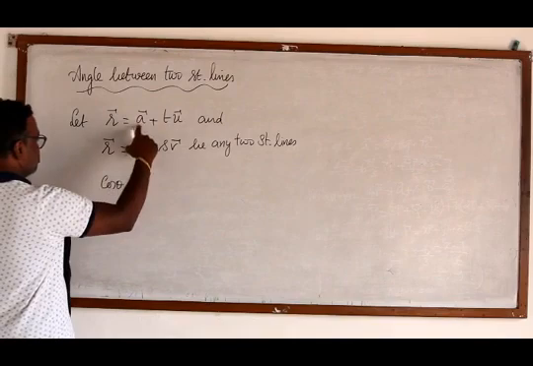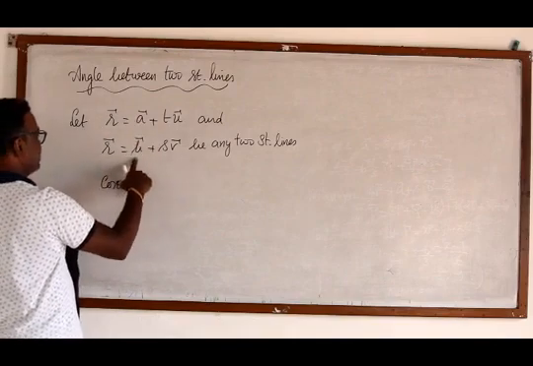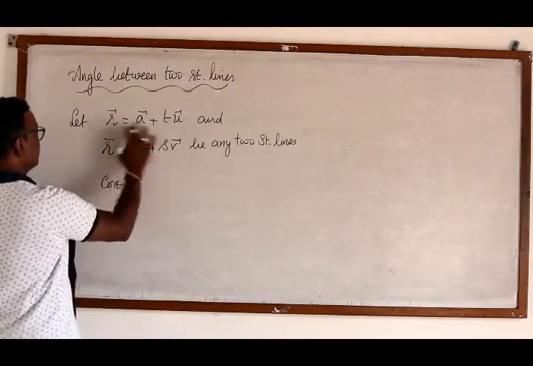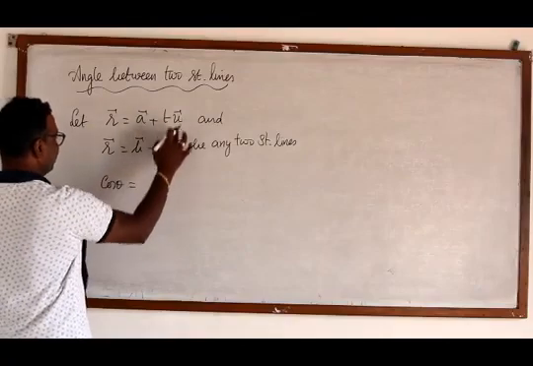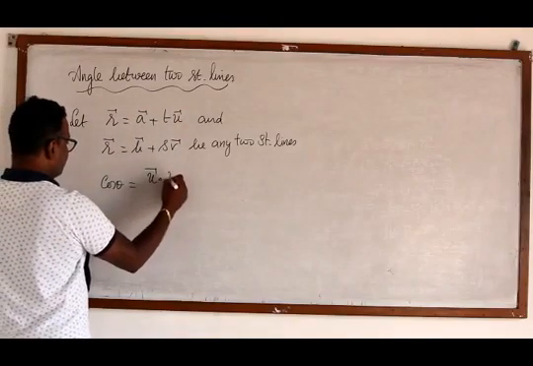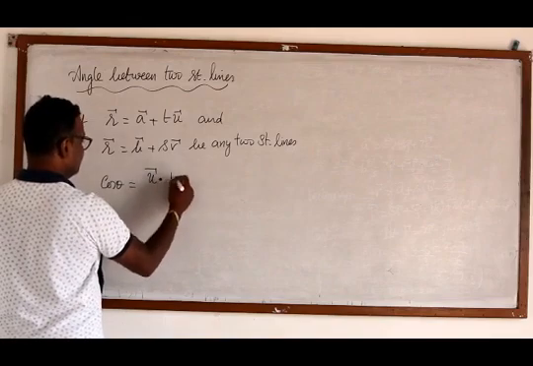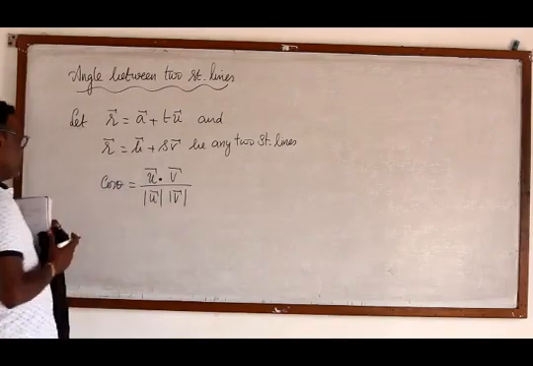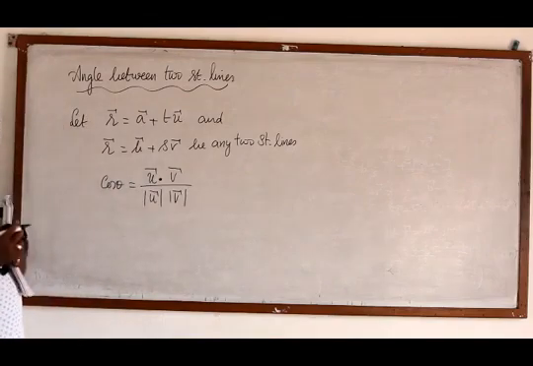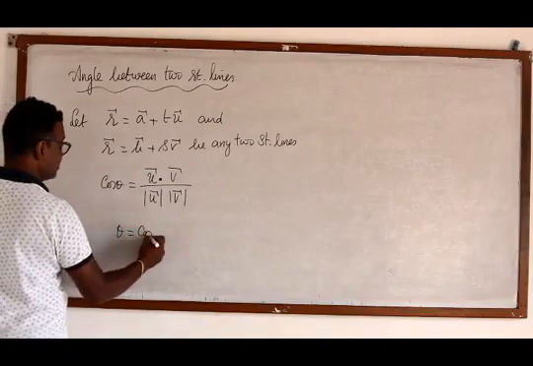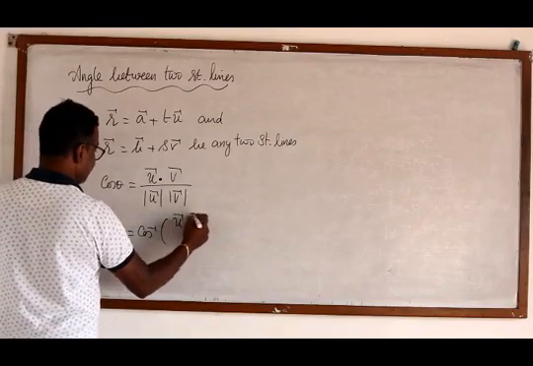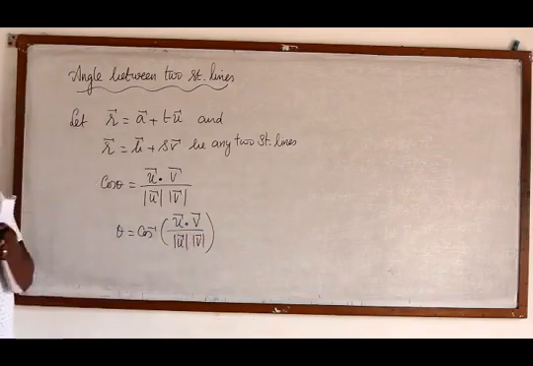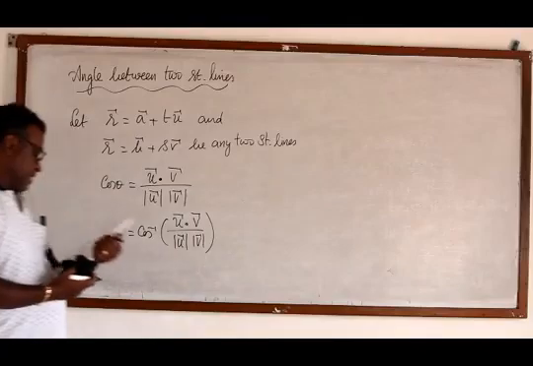Here, a and b are points on the lines, whereas u and v are vectors parallel to those lines. So u is the vector parallel to this line and v is the vector parallel to that line. Take these vectors and find the dot product between them, u dot v by modulus of u into modulus of v. So theta equal to cos inverse of u vector dot v vector by modulus of u into modulus of v. By using this formula, we can find the angle between two straight lines.